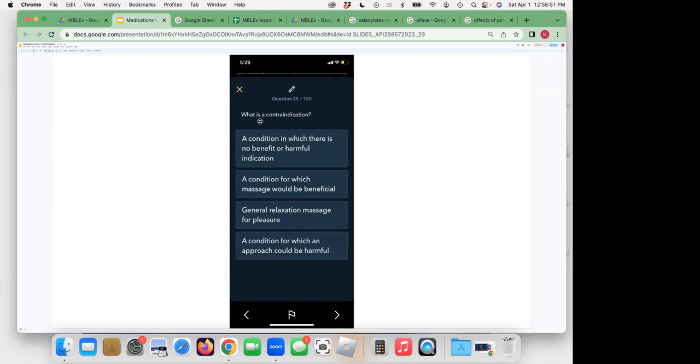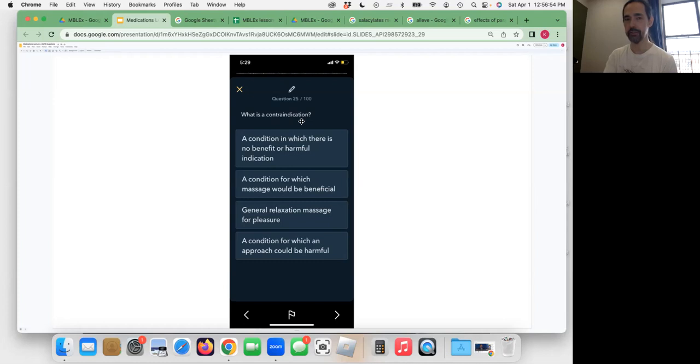So a contraindication is not a condition in which there is no benefit and also no harmful indication. There should be benefit, and there may be some harm. Harmful indication, this phrasing is unclear, but they mean harm may be a result. Contraindication is not general relaxation massage for pleasure. Contraindication is a condition for which an approach could be harmful. You could do harm where there's a contraindication.